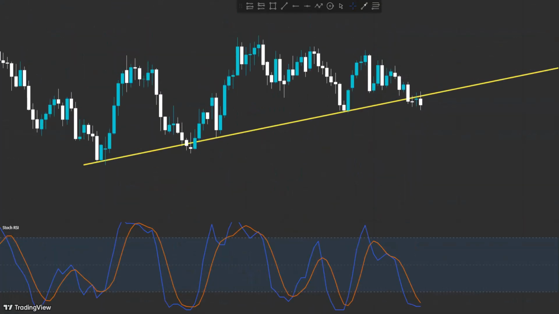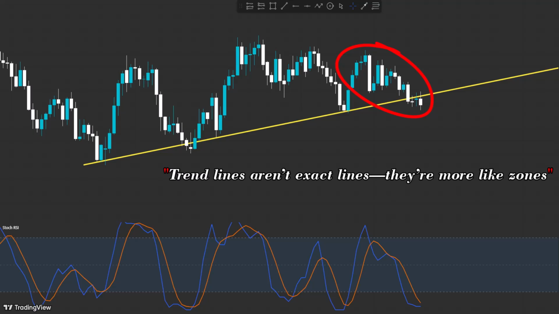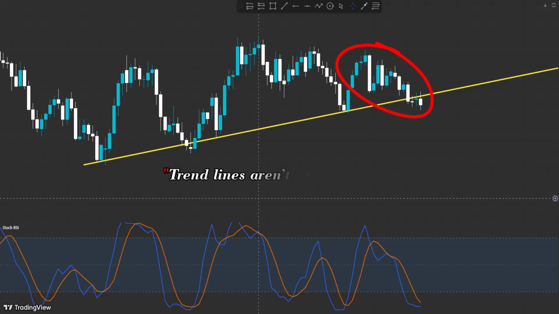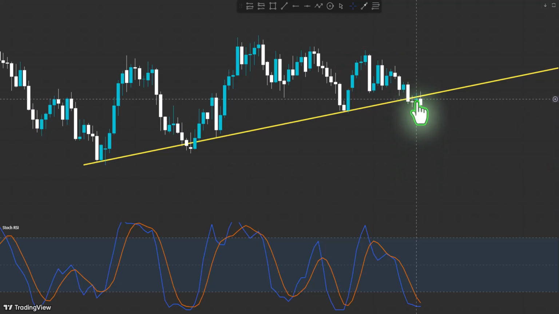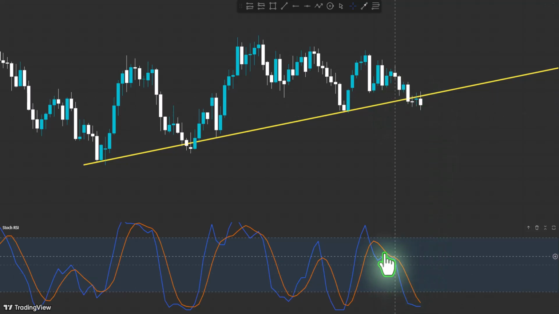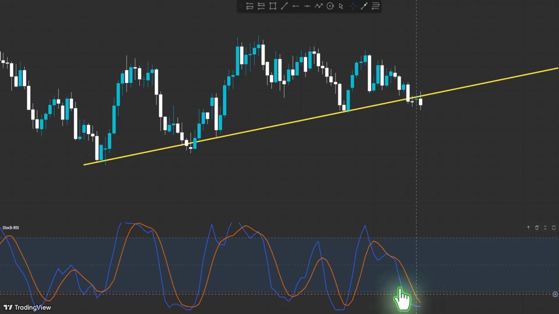To find a perfect entry setup, here's what we need. We would want the price to start approaching the trend line and the blue stochastic RSI line crossing into the oversold zone, the bottom area of the indicator. Again, remember that trend lines are zones. As I mentioned earlier, trend lines aren't exact lines, they're more like zones. So the price doesn't have to touch the trend line perfectly. As long as price is within the trend line area and the stochastic RSI crosses into the oversold zone, the setup is still valid.